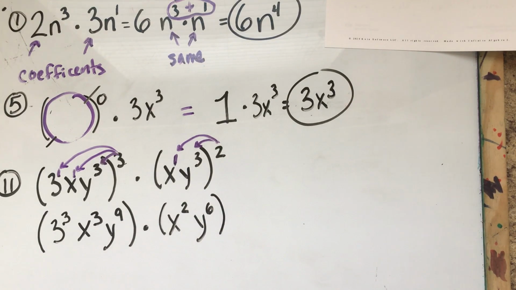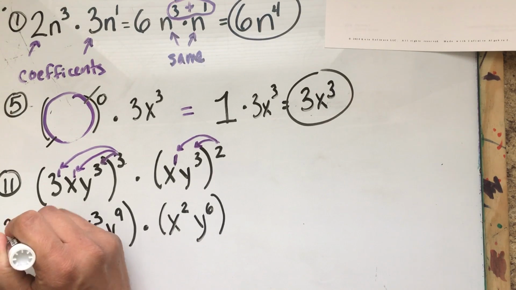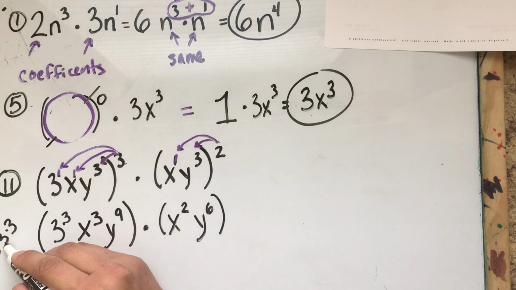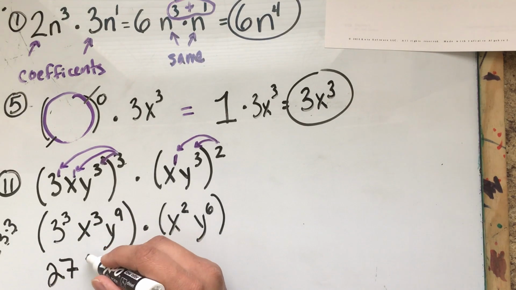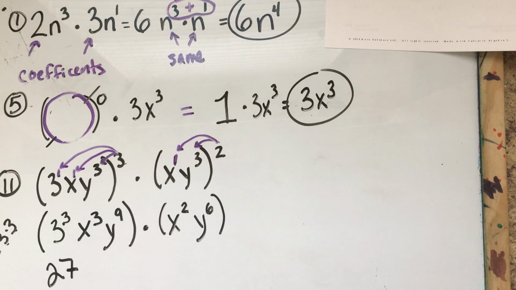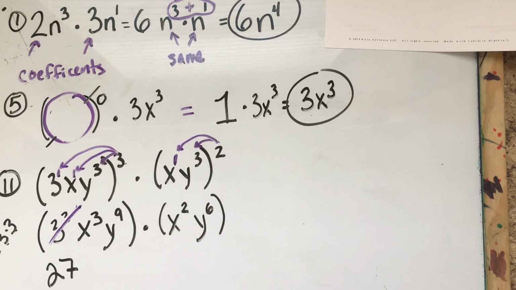Okay? Alright, so now that I've distributed the powers, now I can focus on this. 3 to the 3rd power, that means, let's put it up here. 3 times 3 times 3. Well, 3 times 3 is 9. 9 times 3, that's going to be 27. Alright, so now, once I'm done with that 3 to the 3rd, I'm going to go ahead and just cross it out. That way I can kind of keep my work organized as to what I've done and what I haven't done.